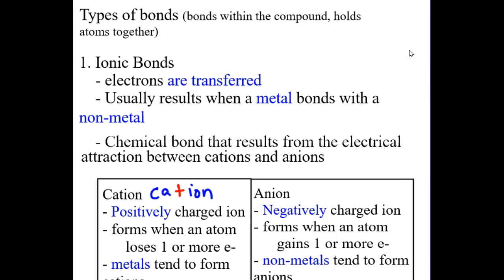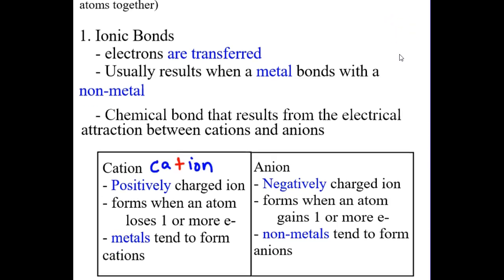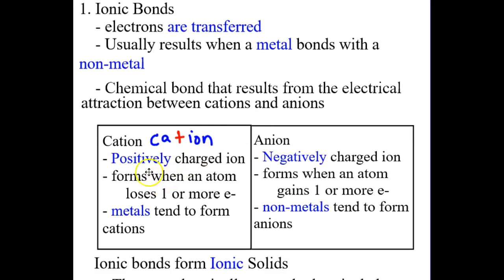So the first type of bonding that we talked about was ionic bonding. Important points are that electrons are transferred. It is between a metal and a non-metal. And you always form two different types of ions, a positive ion and a negative ion. Now, sometimes, depending on the type of compound, you might form more than one positive or more than one negative.